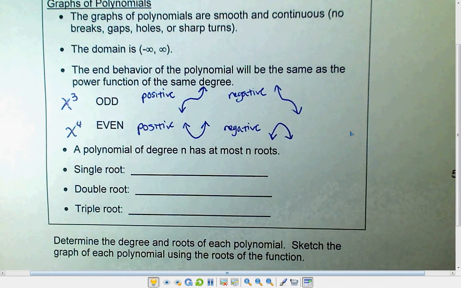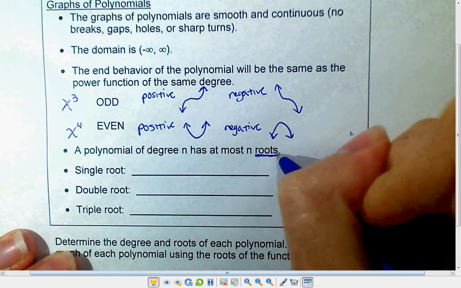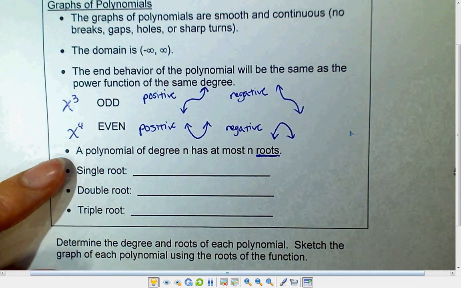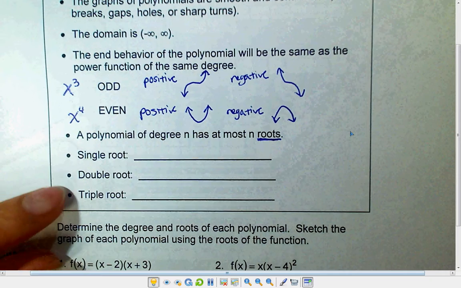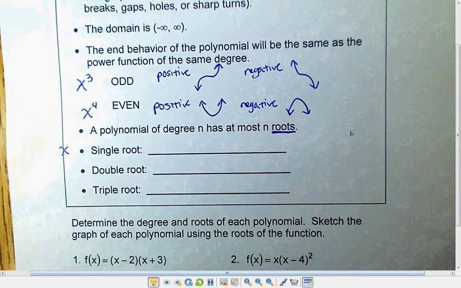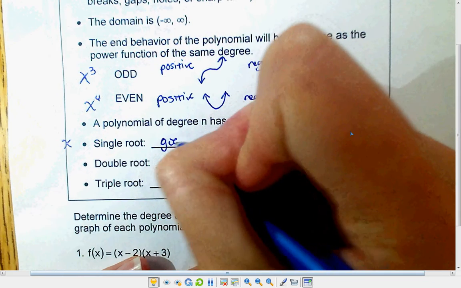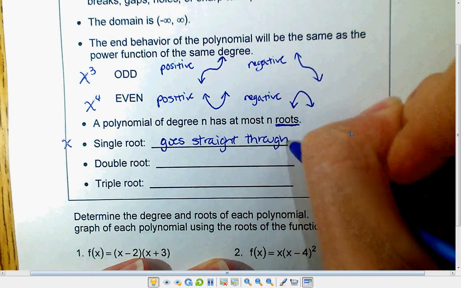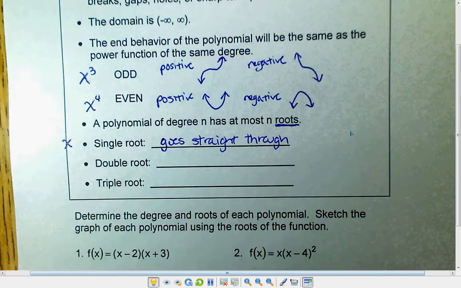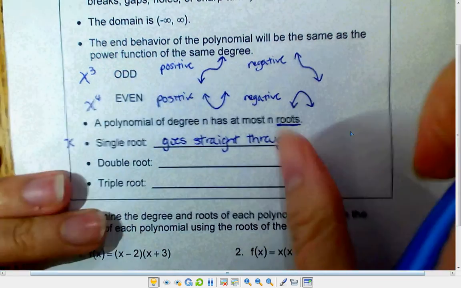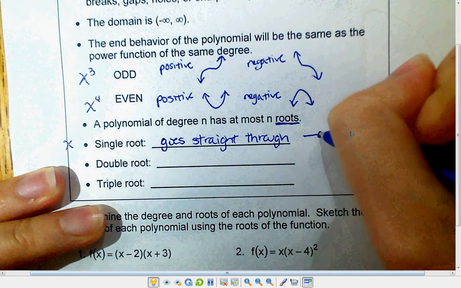What we're going to be using to draw our polynomial today are the roots. The type of root is going to tell you what the graph looks like at that point. There's three types of roots we're going to look at: a single root, a double root, and a triple root. Single roots look just like our parent function for x, the linear parent function. It just goes straight through that root. So if you have a root right here, it's just going to go straight through.